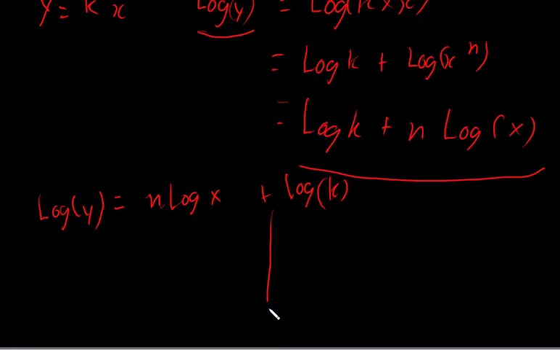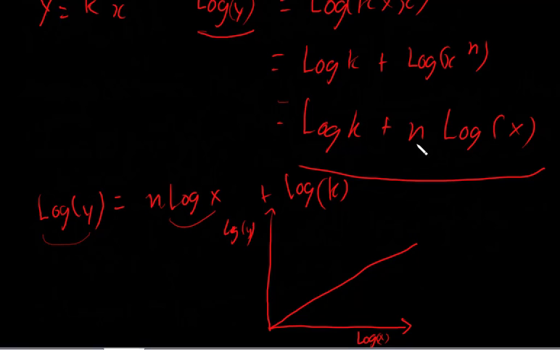If we are going to plot this equation, this is what we will get. We don't plot it as x and y, but we plot it as log of x and log of y. Since n is a constant, obviously this will be a straight line. This is a linear equation, so consider log x and log y as two variables. This equation will be a straight line, so the graph will look something like this.